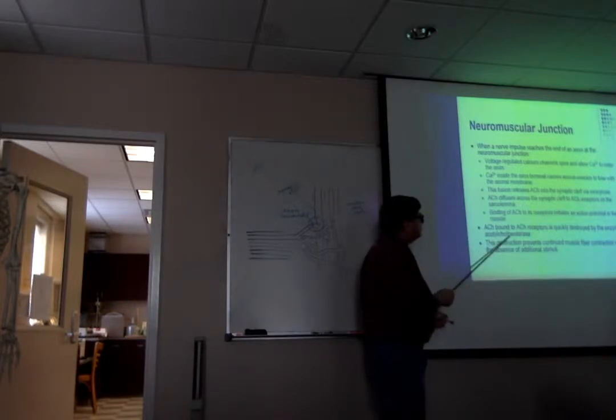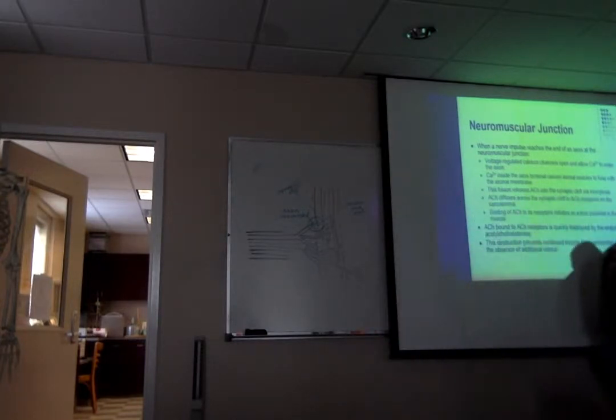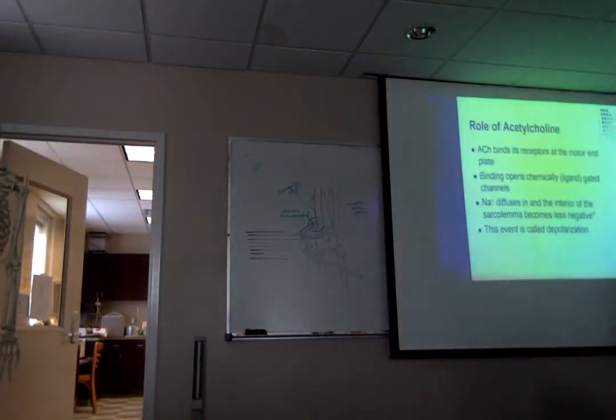Acetylcholine is quickly destroyed by the enzyme acetylcholinesterase. This prevents further stimulation of the muscle. Again, a reiteration of that which we've been talking about. Acetylcholine binds the nicotinic M receptors. It opens chemically gated channels, sodium comes into the cell, and the sarcolemma becomes less negative. This is called depolarization. When it spreads like a wave, we call that an action potential.